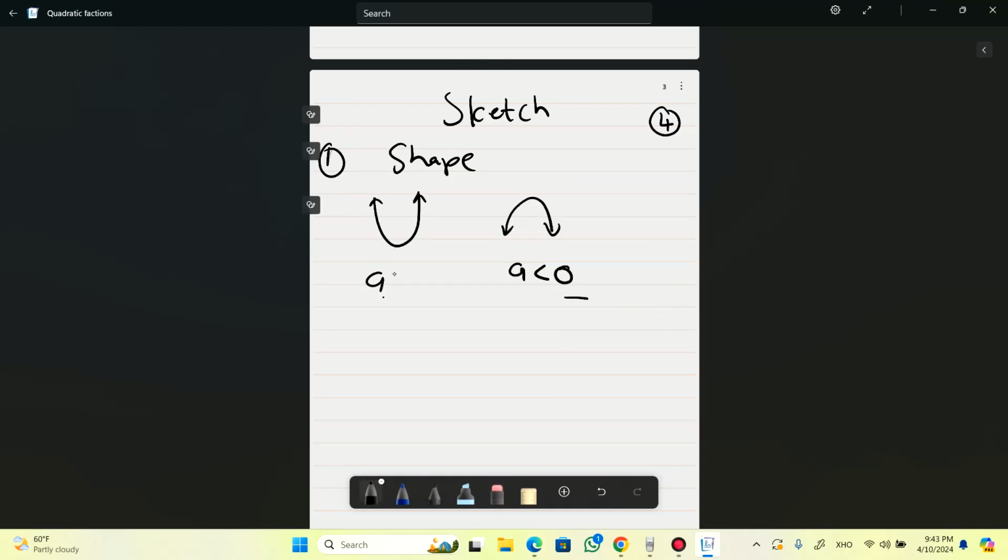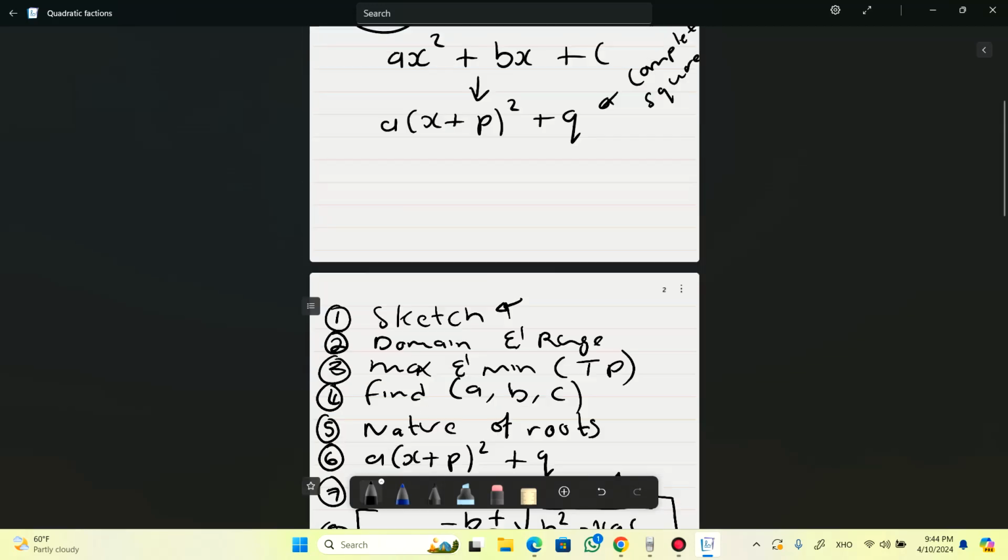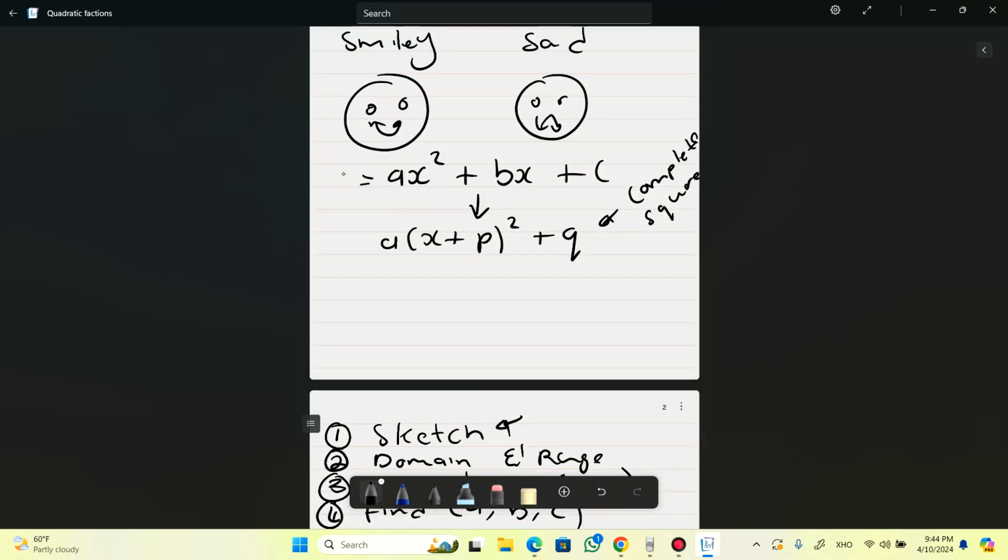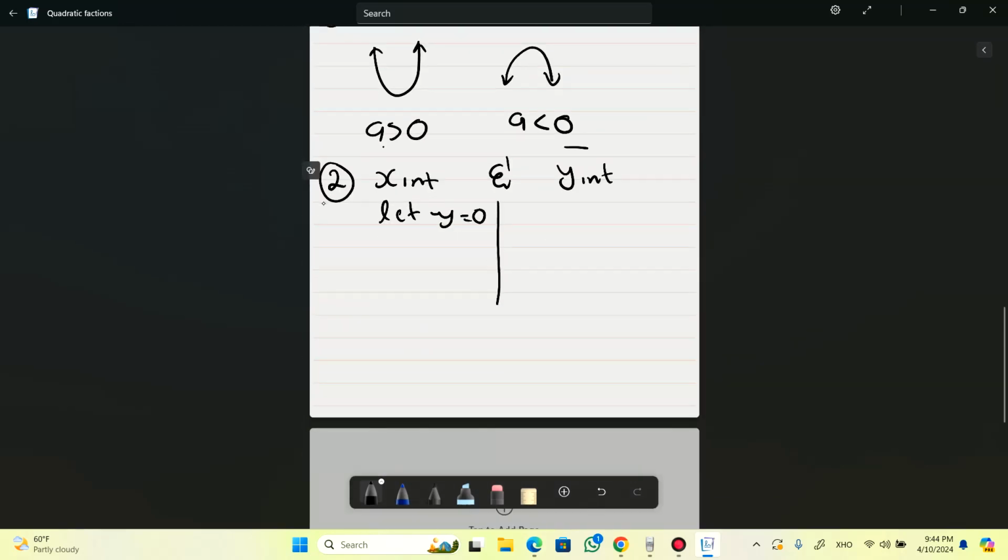Okay, so this is a greater than 0. Then the second thing is to find my x-intercept and my y-intercept. So to find my x-intercept, we can do 2 things, right? We can either factorize. Well, first of all, we need to let my y equal to 0. So from this equation here, if y is equal to 0, I will have y here is equal to 0.